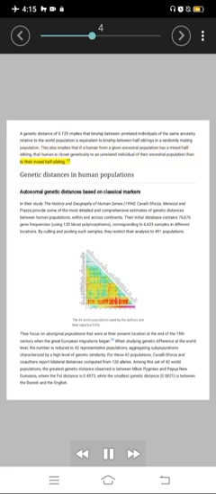Genetic distances in human populations. Autosomal genetic distances based on classical markers. In The History and Geography of Human Genes, 1994, Cavalli-Sforza, Menozzi and Piazza provide some of the most detailed and comprehensive estimates of genetic distances between human populations, within and across continents. Their initial database contains 76,676 gene frequencies, using 120 blood polymorphisms, corresponding to 6,633 samples in different locations. By culling and pooling such samples, they restrict their analysis to 491 populations.